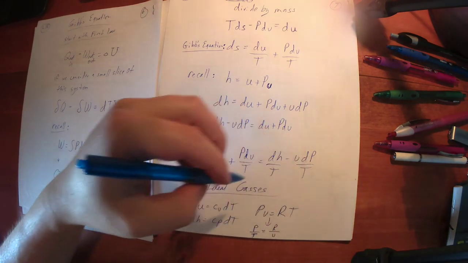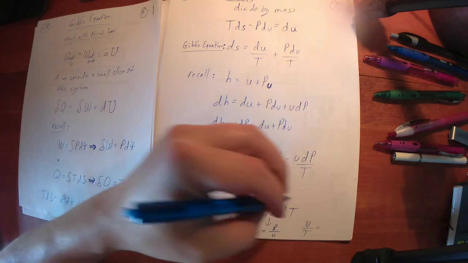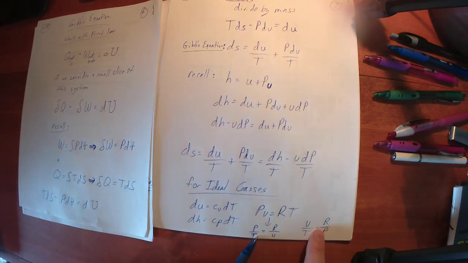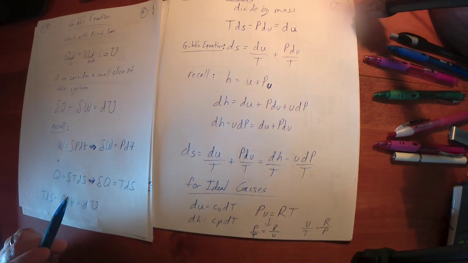And I can also say that V over T is equal to R over P. So I can plug these into these expressions and do some algebra, and we'll pick up there on the next video.